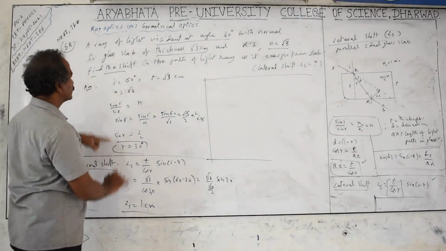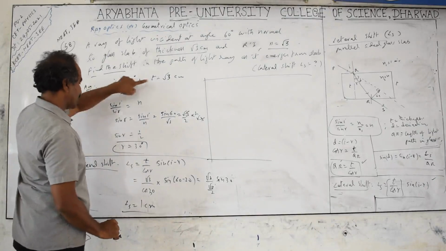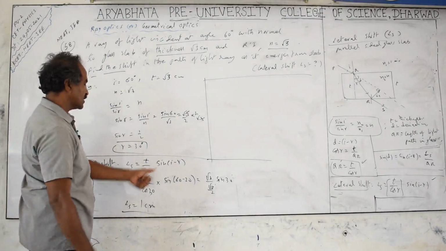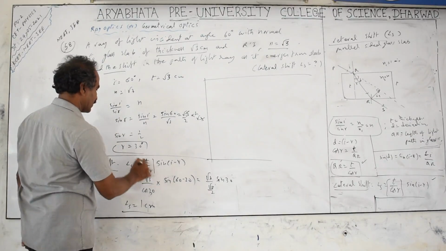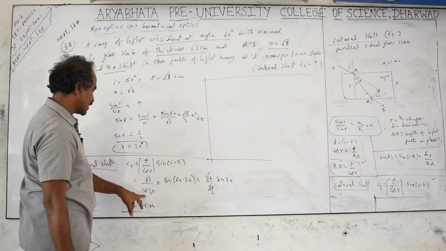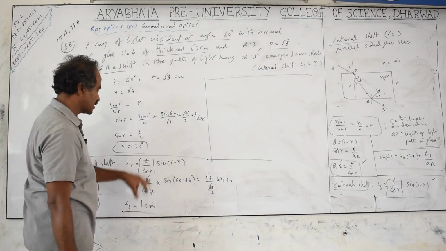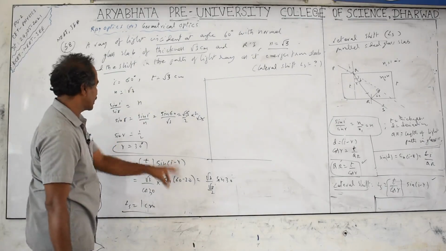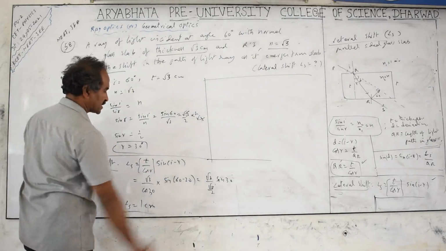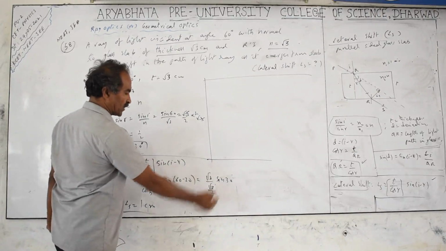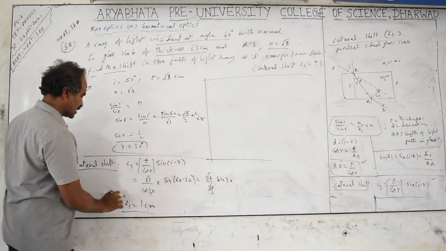Now we got R, we know I, and we know T. Substitute in the formula for the lateral shift. LS equals T by cos R into sin of I minus R. R is 30 degrees, so root 3 by cos 30, where T is root 3. Sin of I minus R: 60 minus 30 is 30, and sin 30 is half, 1 by 2. Root 3 cancels, 2 cancels, and the result is 1 centimeter.